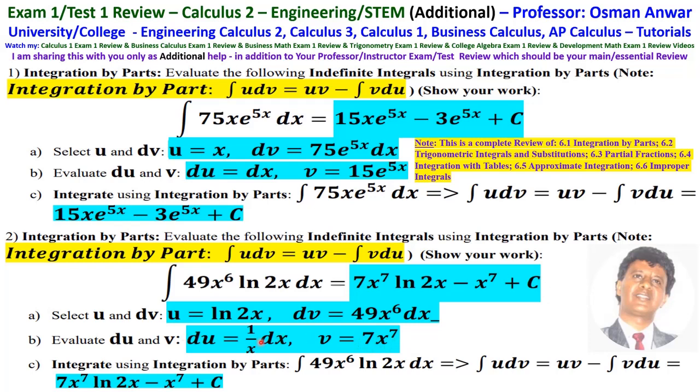Then the integration is uv minus the integration of v du, which is 7x to the 7 ln 2x minus the integration of 7x to the 7 times 1 over x dx, which is 7x to the 6 dx. The integration of that is 7x to the 7 over 7. 7 cancels 7, so that is minus x to the 7 plus c.